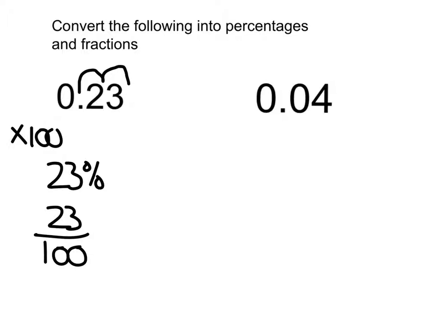Now, with all fractions questions, we always look to simplify. In this case, 23 over 100 does not simplify, so our final answer is just 23 over 100.